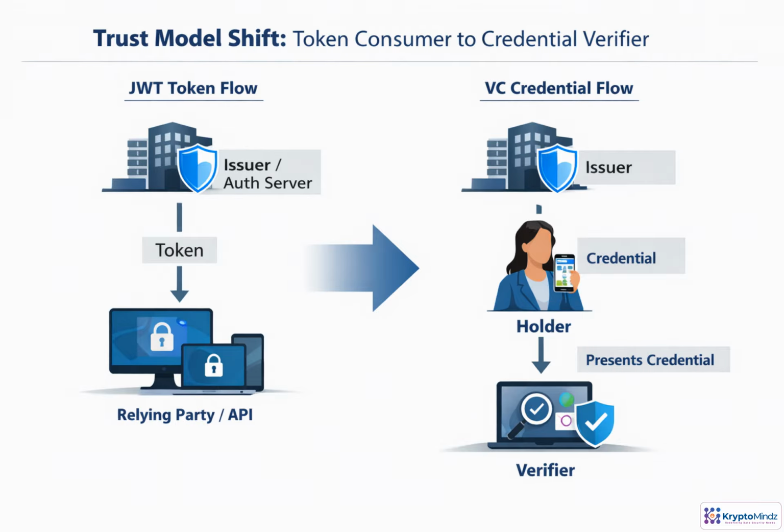In JWT-based systems, trust is usually server-centered. An authorization server issues a token for a specific audience, such as an API, and that API consumes it. Verifiable credentials add a holder in the middle. The issuer gives the credential to the person or wallet, and the holder chooses when to present it. The verifier then checks issuer trust, signatures, expiration, status, and presentation rules. That shift enables portability and more user-mediated consent.